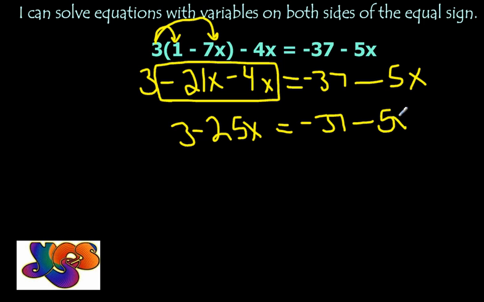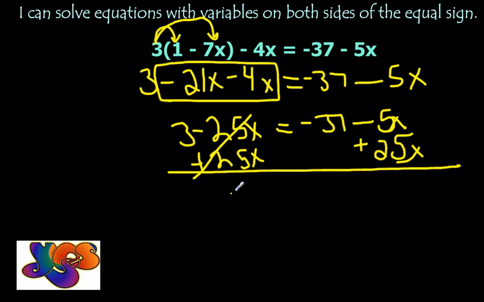So now I have an x and a number, an x and a number, and I want to move them over to get them on the same side. So I have a minus 25x. I'm going to add it so that I can move it over with its buddy old pal 5x over here. So I do it to both sides. These are going to cancel. I'm going to be left with 3 over here equals negative 37, and negative 5x plus 25x is going to give me plus 20x.